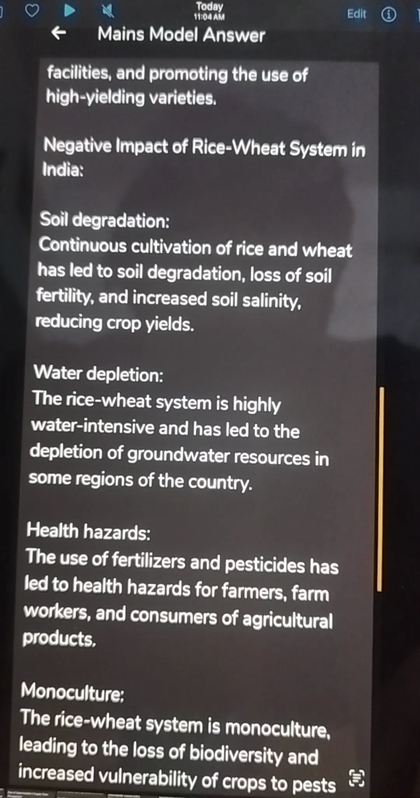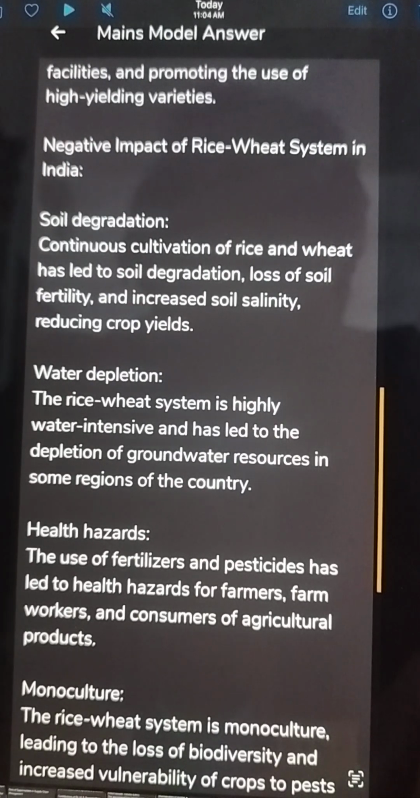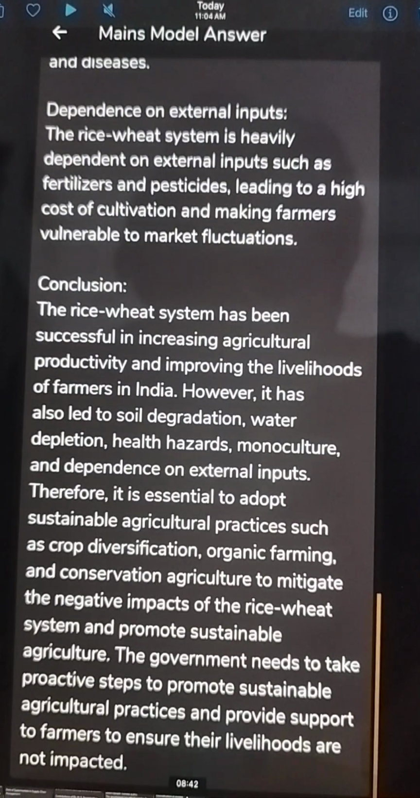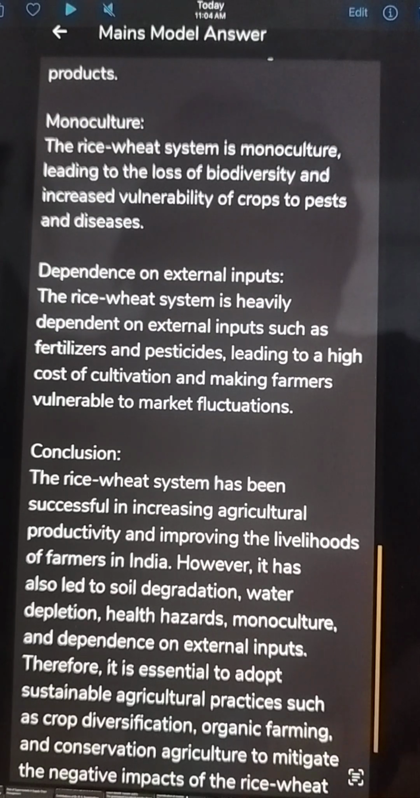Then comes health hazards. Use of fertilizers and pesticides has led to health hazards for farmers, farm workers, and consumers of agricultural products. Then comes monoculture. Rice wheat system is a monoculture leading to the loss of biodiversity and increased vulnerability of crops to pests and diseases.